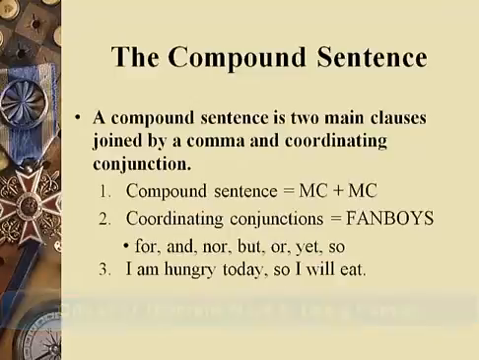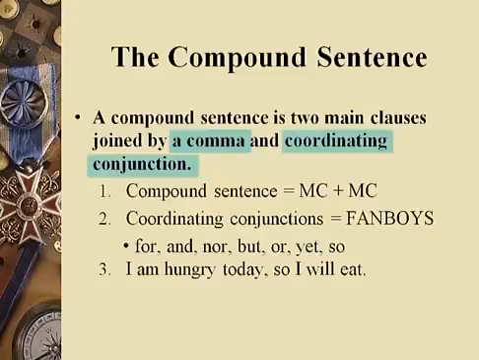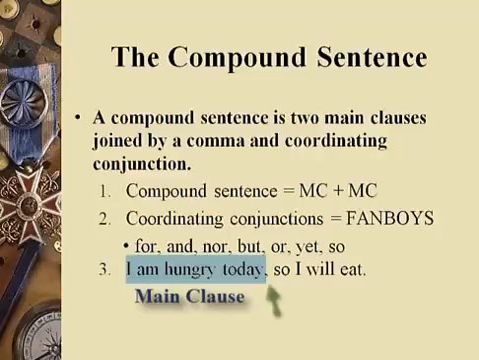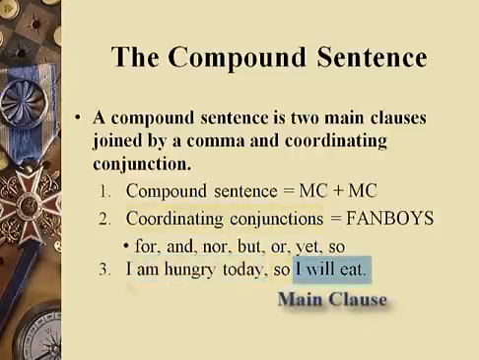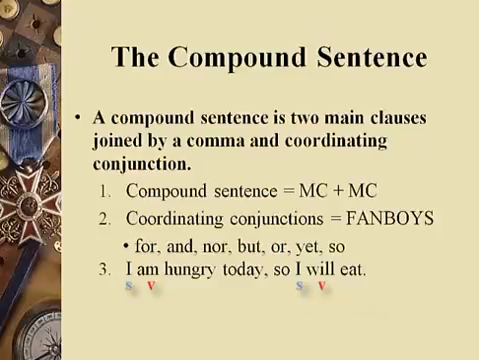And whenever you combine 2 main clauses to create a bigger sentence, what you need to do is add a comma and a coordinating conjunction. The coordinating conjunctions can be remembered simply as the acronym FANBOYS: for, and, nor, but, or, yet, so. And the example down here is a grammatically correct illustration of a compound sentence. I am hungry today, comma, so I will eat. I am, subject verb; I will, subject verb; comma, coordinating conjunction.